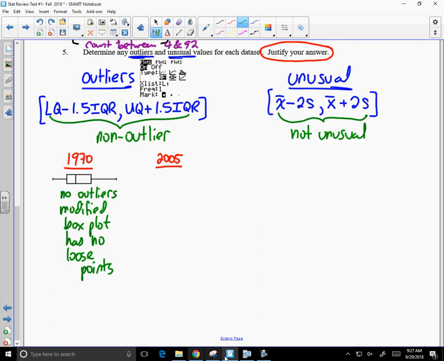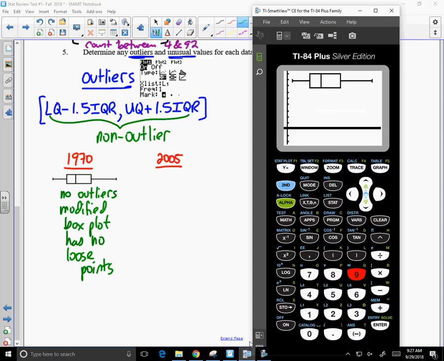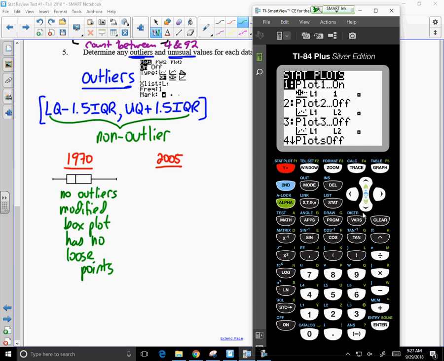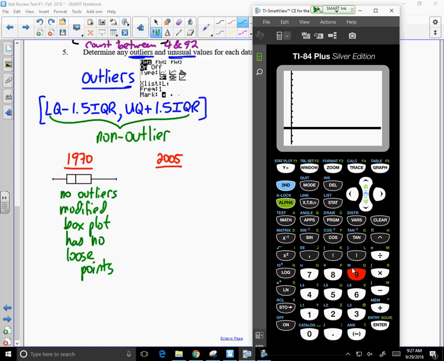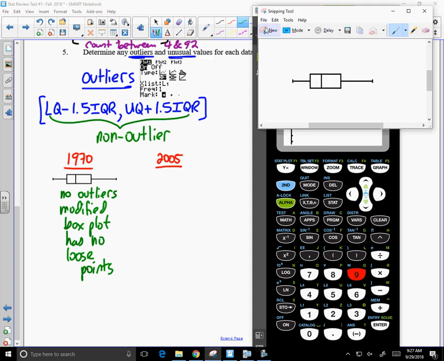All right, so maybe there will be for 2005, so let's take a look at that. So we do the same thing again, selecting this graph, this time for 2005, so that's L2. Zoom 9, no loose points, no outliers.